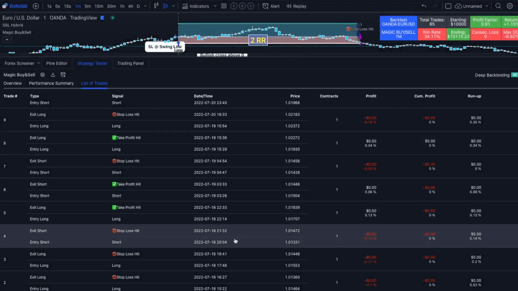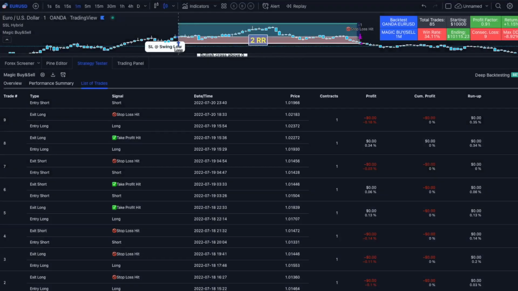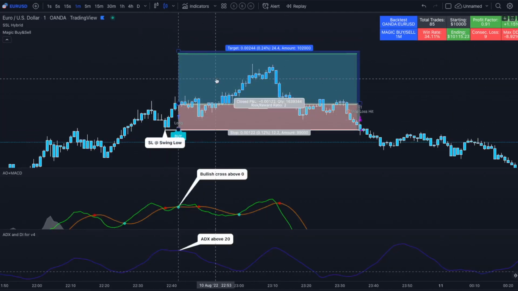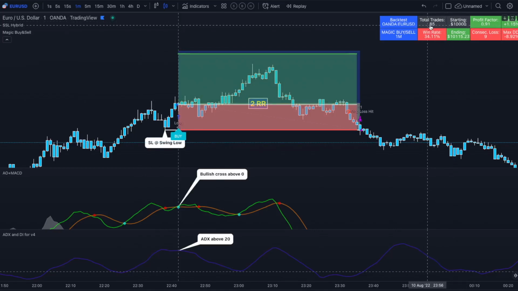Since the 18th of the 7th, 2022, we have been using this strategy. I'm on a TradingView premium plan, so I get a total of 85 trades. That's usually on a 1 minute chart the past 2 weeks.